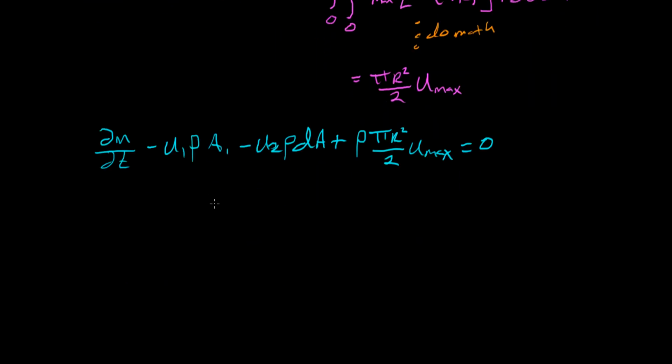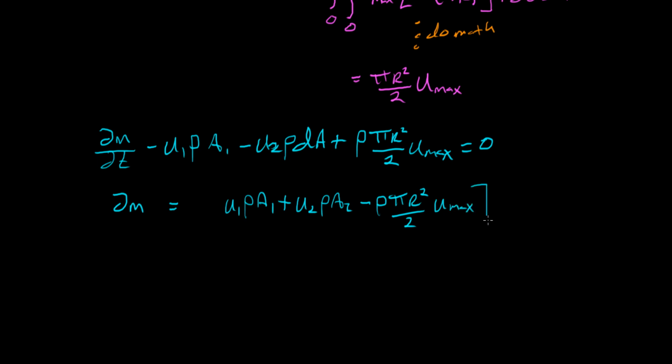But we're looking for mass as a function of time, so we've got one more set of integrals to do. We've got to get the dt over here, and then we can integrate. Why? Because nothing on the right-hand side is a function of time. u1 rho A1 plus u2 rho A2, just moving everything to the other side, minus rho pi R squared over 2 u max. We're going to take all of that, multiply it by our dt, and now we can integrate, right? Integrate this side, integrate this side.